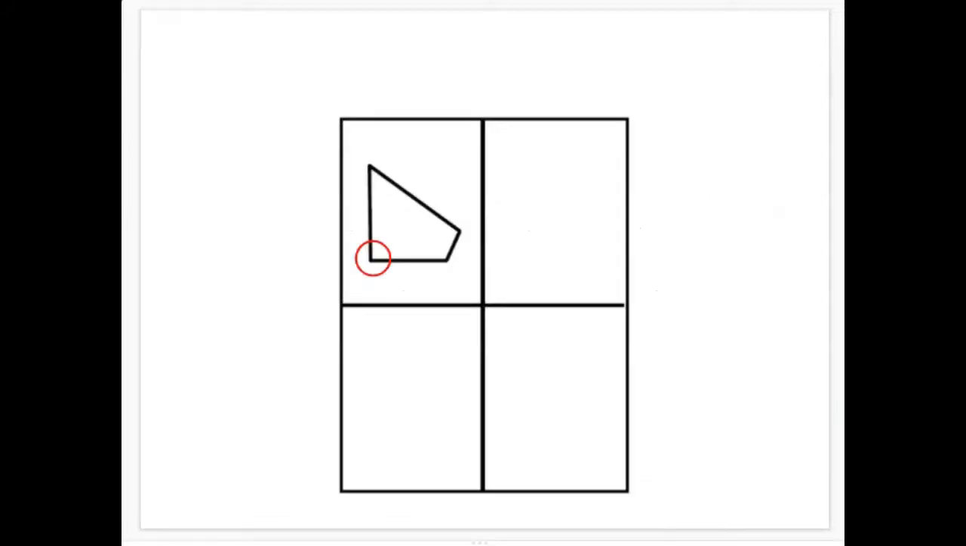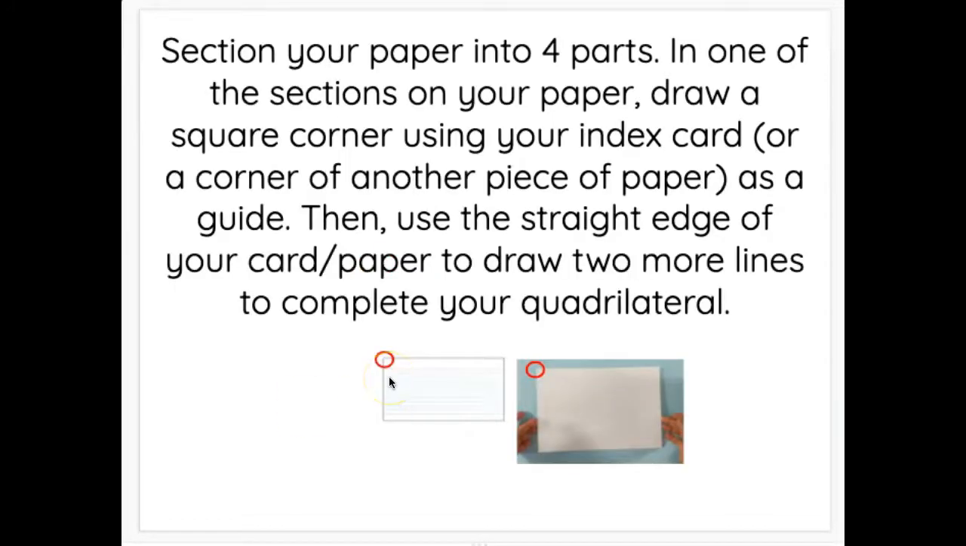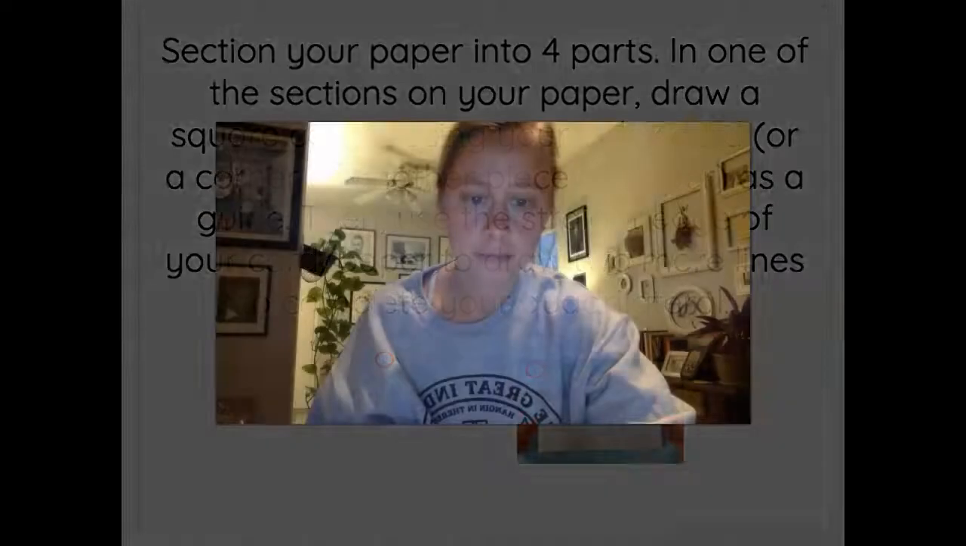All right, so once we have our paper into sections, draw a square corner using your index card or that other piece of paper as your guide. Then use a straight edge on your card to draw 2 more lines to complete your quadrilateral. So watch me do this before we move on. And then you can try it.